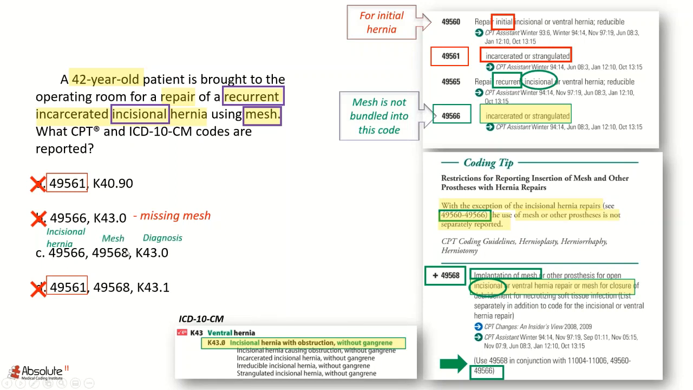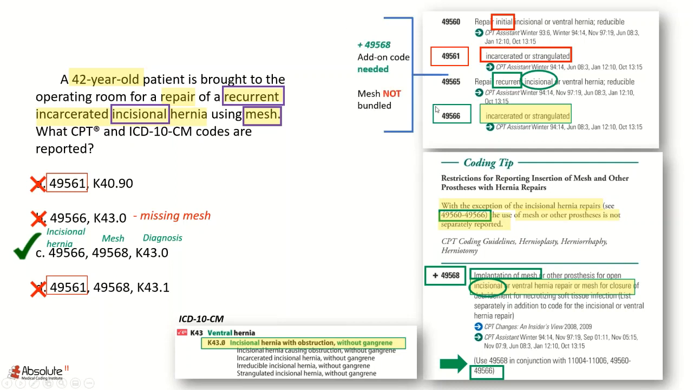That's for the mesh. Let me show you how I have it in my book, because this didn't really help me all that much. It depended on the day when I would read it. So let me show you what I did. Look at this group of codes. It's only 4 of them. I put in my book plus 49568 add-on code needed. Mesh, not bundled. You're set.